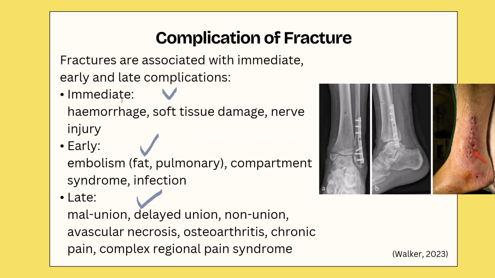And the last, late complications, are malunion, delayed union and non-union, avascular necrosis, osteoarthritis, chronic pain, where chronic pain is more than 3 months, and complex regional pain syndrome. Avascular necrosis is necrosis of a bone because of no vascularization.